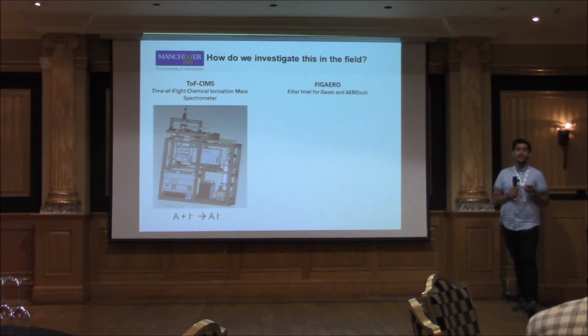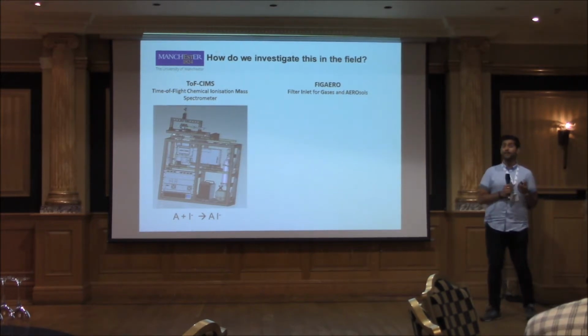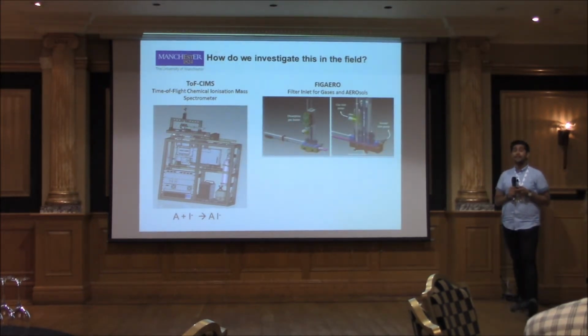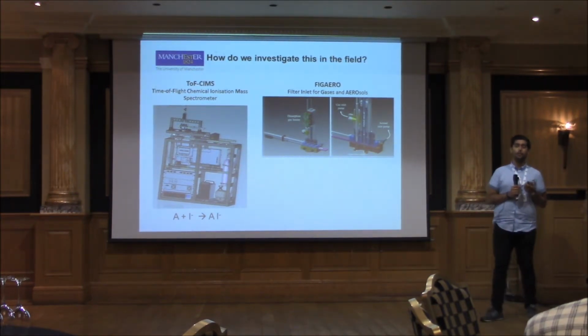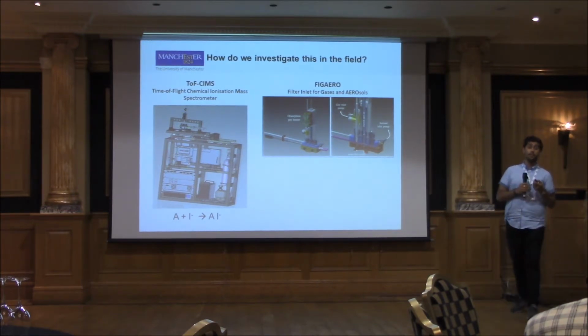Now, I was saying that I care about both the semi-volatile gases and the particles. To measure both of them simultaneously, we have a special inlet, which is this FIGAERO filter inlet for gases and aerosols. Now, how that works is when we're sampling in gas phase, we're actually collecting particles onto a filter. After a defined period of time, we automatically move that filter to desorb those particles into the instrument, so then we're actually detecting what was in the aerosol phase over that collected period of time.